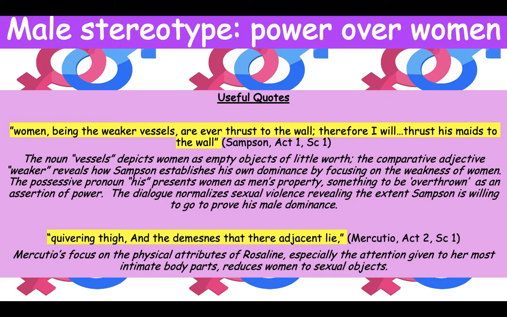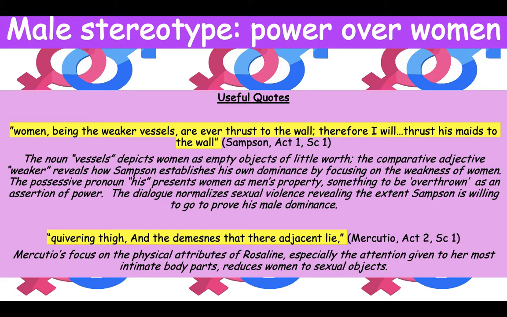The dialogue also normalises sexual violence because he's talking about thrusting them against the wall, so he's being really lewd here. And it reveals the extent Samson is willing to go to prove his male dominance. Would he really do that? We don't know. But he's saying it loudly and he's saying it proudly, and he thinks it's making him look much more masculine. And also think about the way it's received by those around him as well. It's normalised, the fact that he can say that out loud. Think about if you heard someone say that in front of you and how you would respond. I think we live in a different society now where we might react to someone speaking in this way.